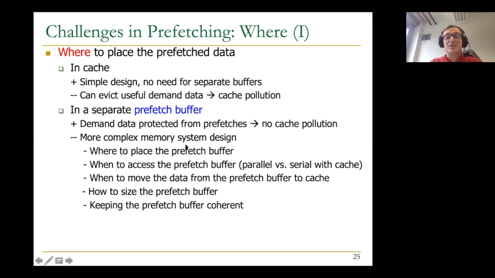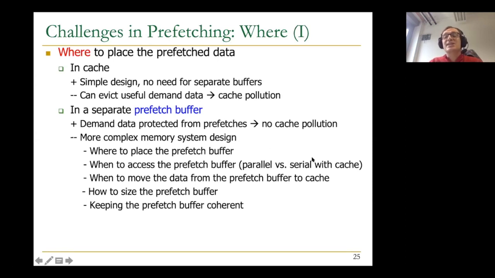Now, there are many questions here. Where do you place the prefetch buffer? Do you place it next to the L1 cache, next to the L2 cache? How do you size it? How big should it be? I'm just jumping around with these questions because you need to answer all of these questions concurrently, actually. When do you access the prefetch buffer? Do you access it in parallel or in serial with the L1 cache, for example, if you decided to place it with the L1 cache?